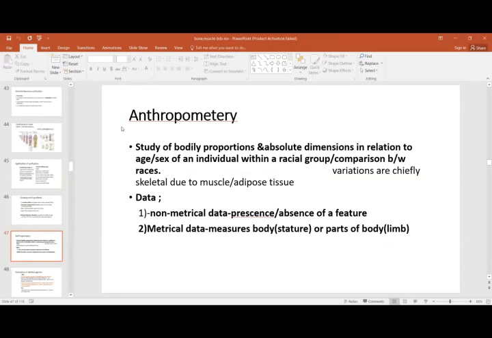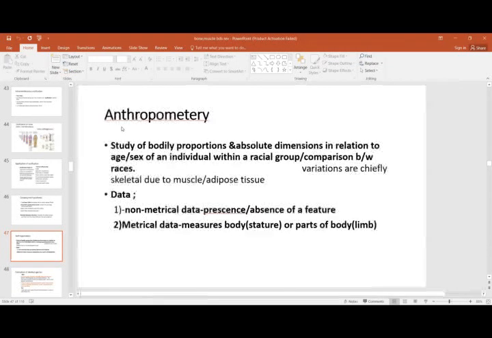Anthropometry. What is anthropometry? It is the study of the bodily proportions and dimensions. So that is for study or research purposes. There are two ways that you can study different sexes and different races. One is non-metrical, that is the presence or absence of a feature, without measuring anything. It's just whether certain parts are present or not. And metrical is by measurement, the length or the diameter of that structure. So with these two ways you assess and trace the races of human beings.